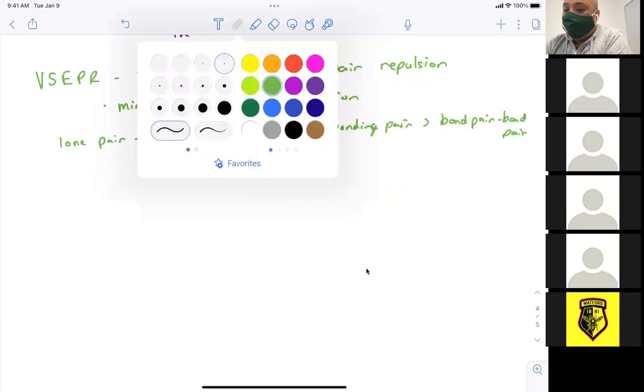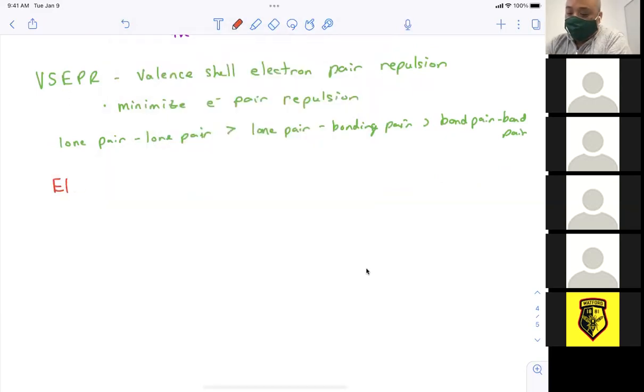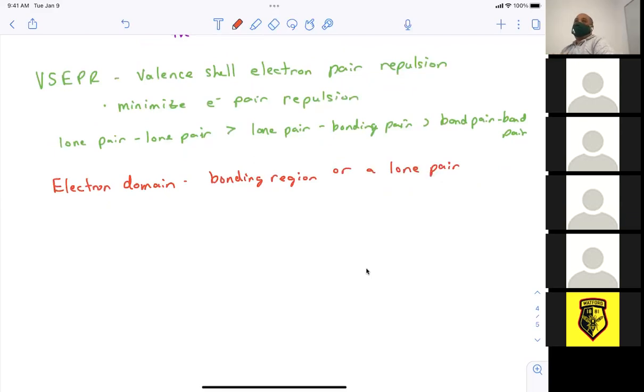So a term you need to understand is electron domain. An electron domain is defined as essentially a bonding region or a lone pair. Those are all your electron domains. When you draw the Lewis structure out, you can see how many bonding regions or lone pairs it has present. A bonding region doesn't matter how many bonds are present in that region. It might be a single bond, double bond, or triple bond. You treat them all the same. It counts as one.